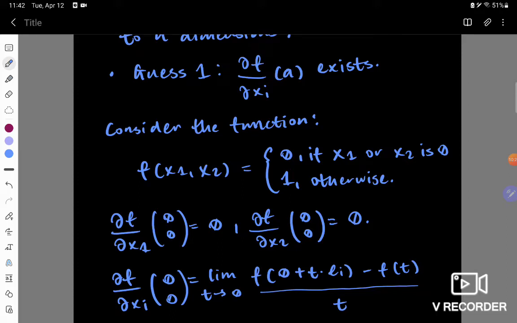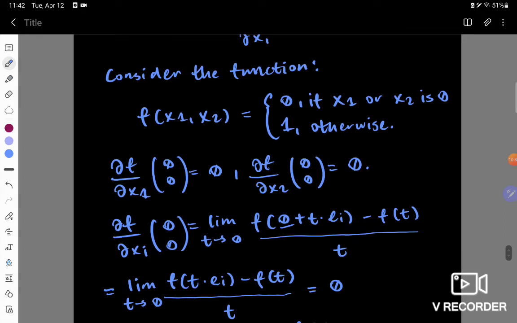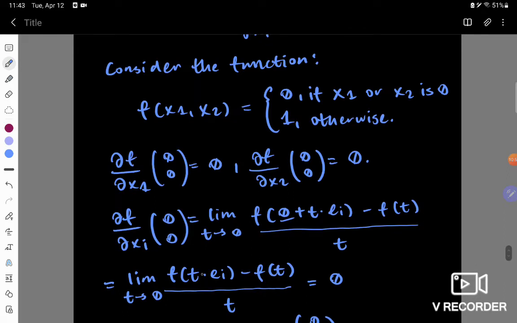You take the partial derivative at 0, 0, which is just the limit as t approaches 0 of f of 0 plus t times e sub i, because e sub i is where we're evaluating, minus f of 0, all divided by t, right? And we know now that if it approaches along x1 or x2, if it evaluates like this, then this just goes to 0. So we have our limit as t approaches 0 of f of t times e sub i, minus f of 0, all divided by t, so this is just going to go to 0. We have our partial derivatives now defined at this point.